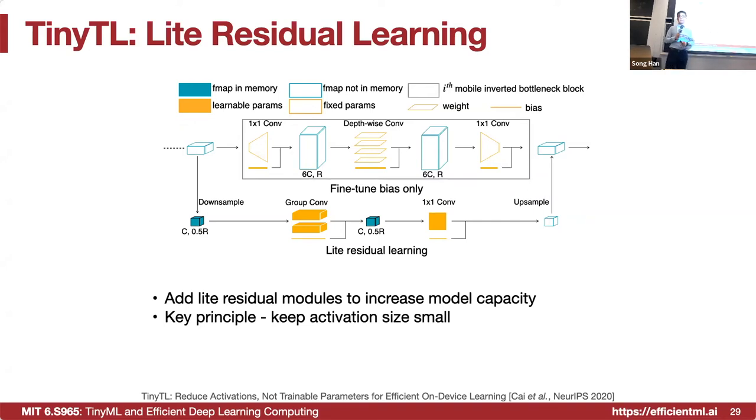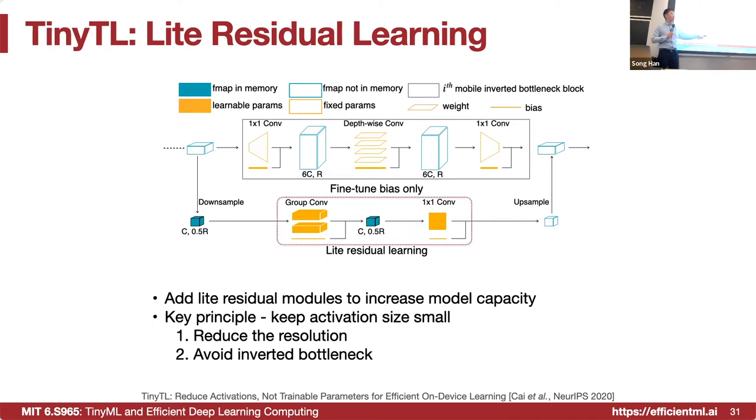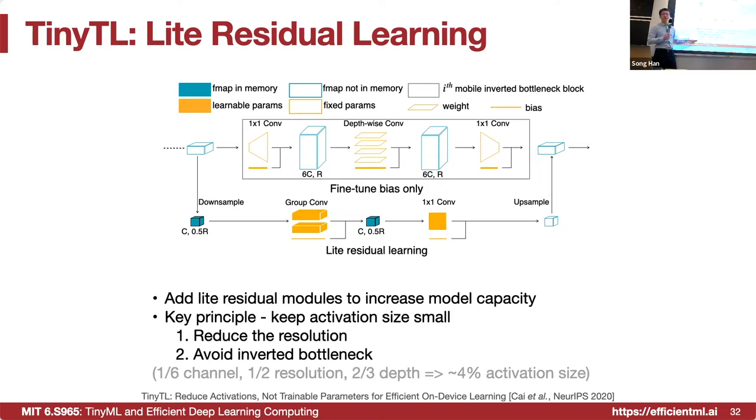So this is the method to keep the activations small by reducing the resolution by half and also avoiding this inverted bottleneck in the light residual learning branch. It has 1/6 the number of channels compared with the inverted bottleneck in MobileNetV2, half the resolution, and 2/3 of the depth. Previously it had 3 layers: one by one, then the depth-wise conv, then another one by one. Now we have only one group conv followed by a one by one. Previously there were 3 activations as intermediate feature maps; now we have only 2 intermediate feature maps. So those are the design considerations.